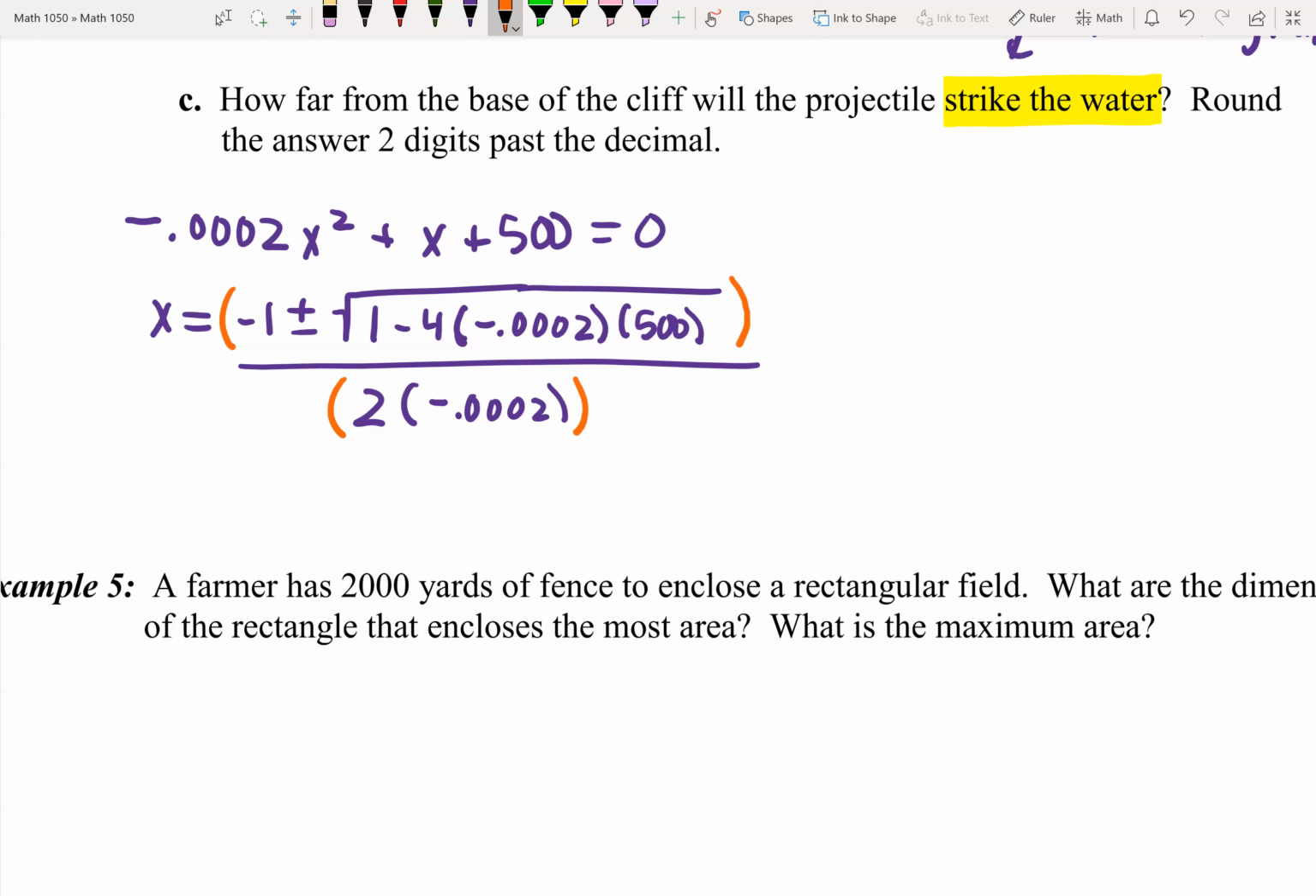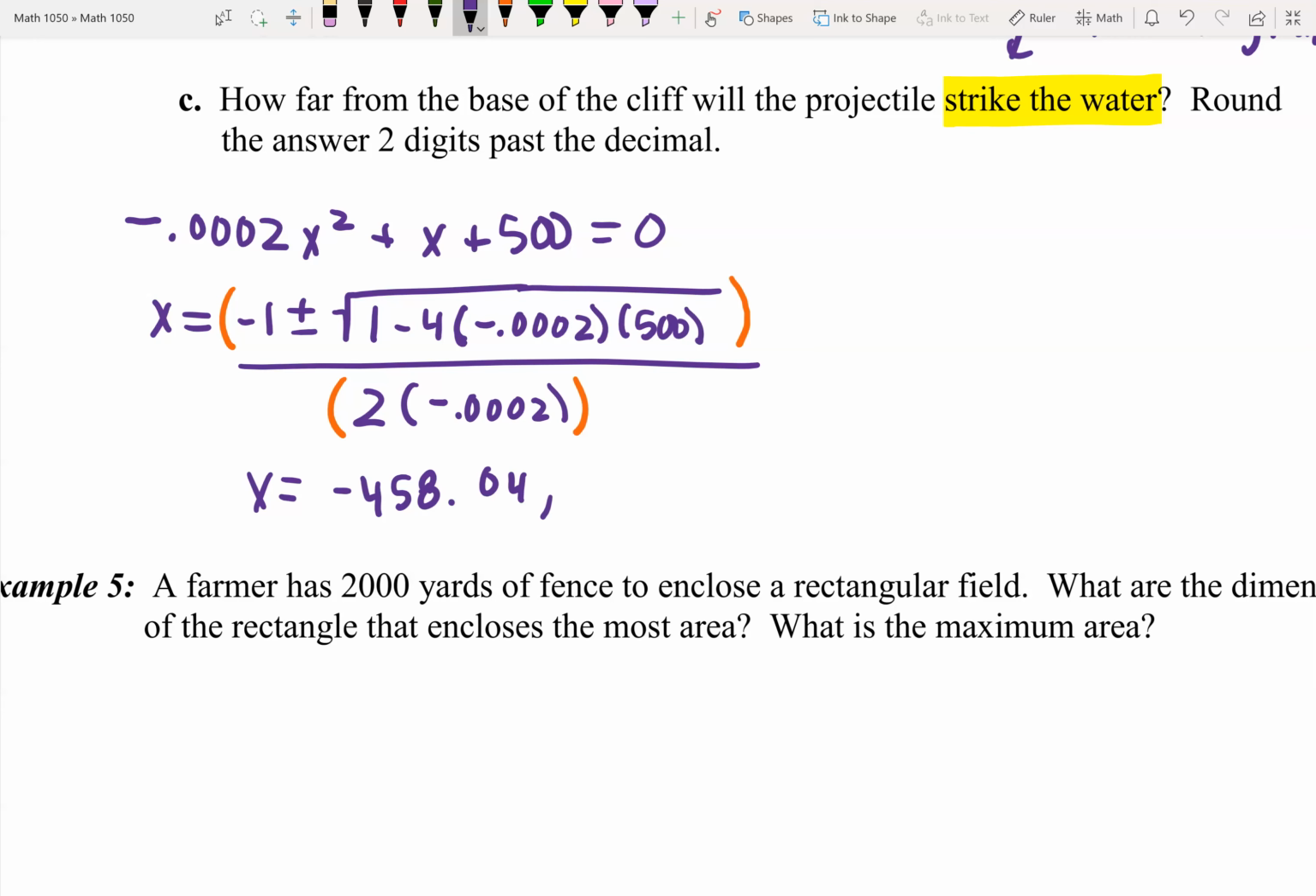Right now, tell me how many closes I have to do. 3. Close, close, close. Divided by, what's the very first button I hit now? Parenthesis. Then I go 2 times negative 0.0002, close it off, hit enter, and down below, write down x equals negative 458.04. They want it to 2 digits, so that would be .04.